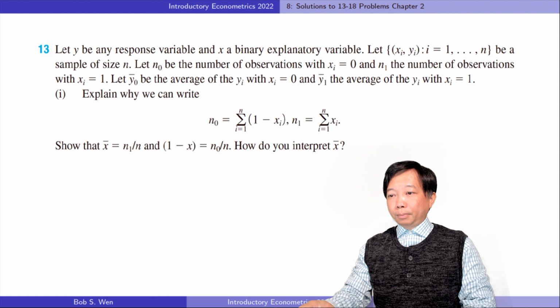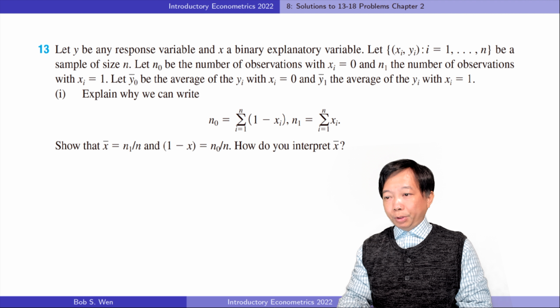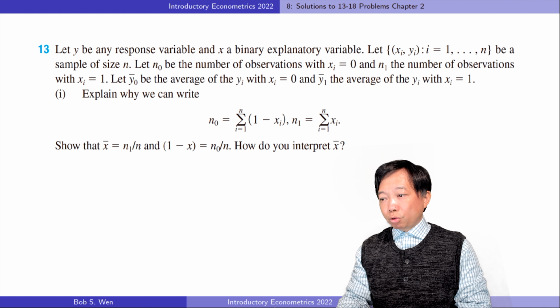Here is problem number 13. Let y be any response variable and x a binary explanatory variable. The sample size is n. Let n0 be the number of observations with xi equal to 0 and n1 the number of observations with xi equal to 1. Let y bar 0 be the average of yi with xi equal to 0 and y bar 1 the average of yi with xi equal to 1.